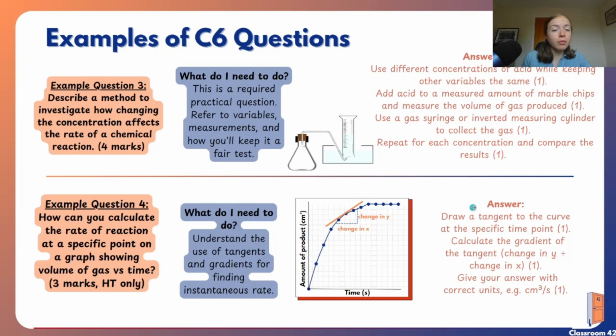So the first mark would be for drawing a tangent to the curve at a specific time point, which we've done there with our orange line, and then calculating the gradient of the tangent, which is, as we said, the change in y, so the change in the amount of product made, divided by the change in x, the time gone. So if we go back to our original rate of reaction, quantity over time is the rate. So this is basically the exact same thing, and then make sure you give your answer to the correct units.